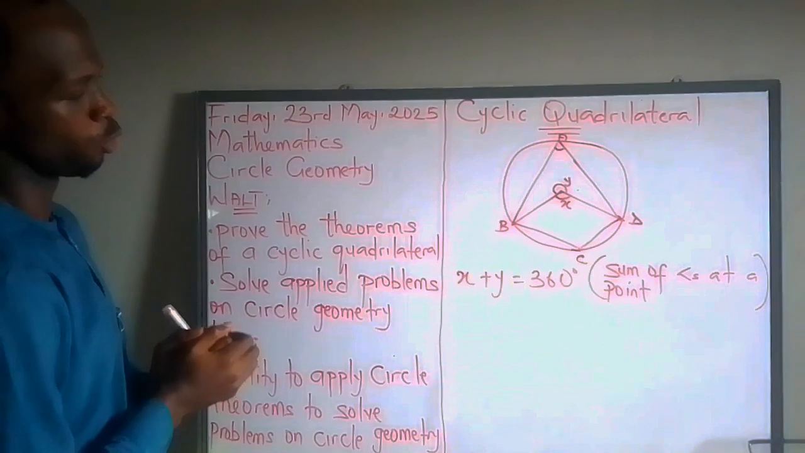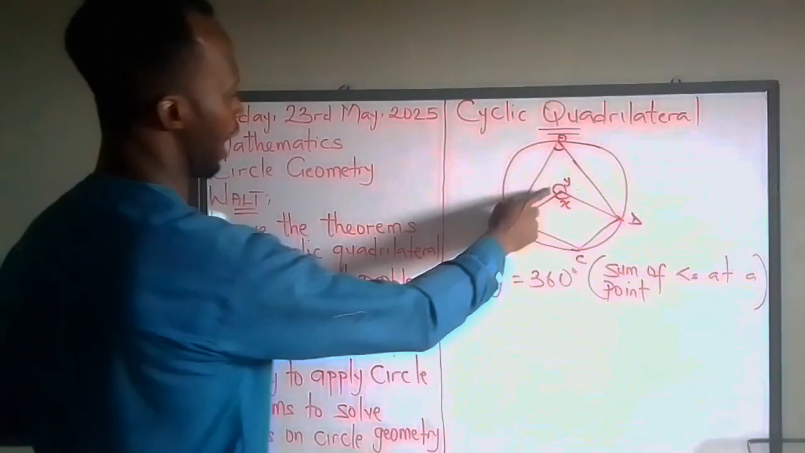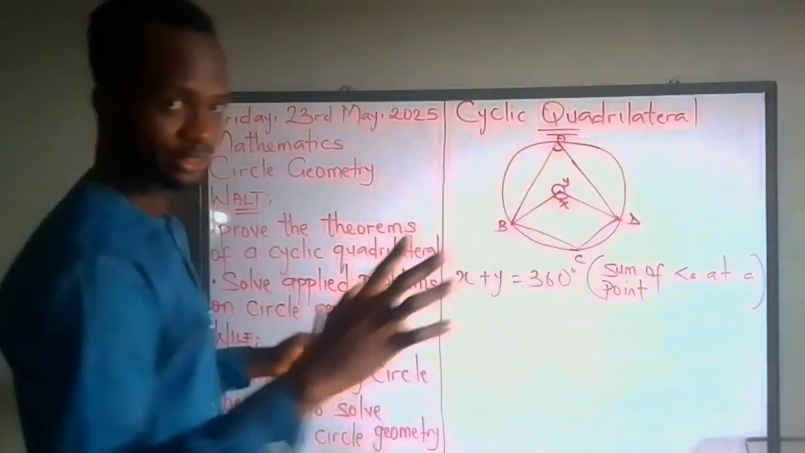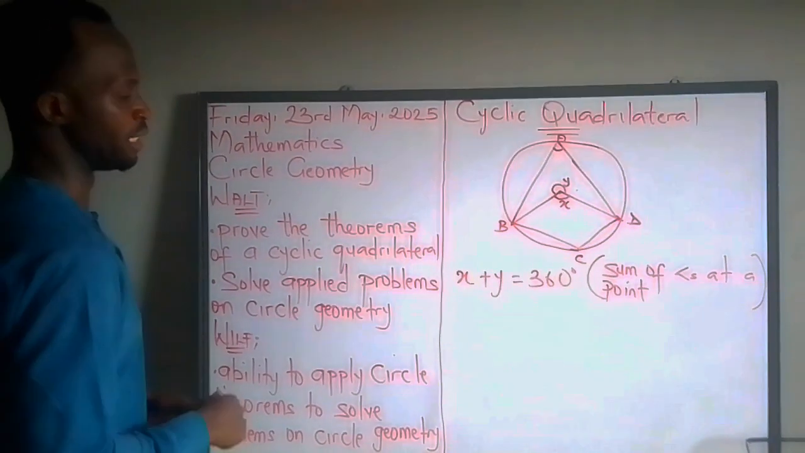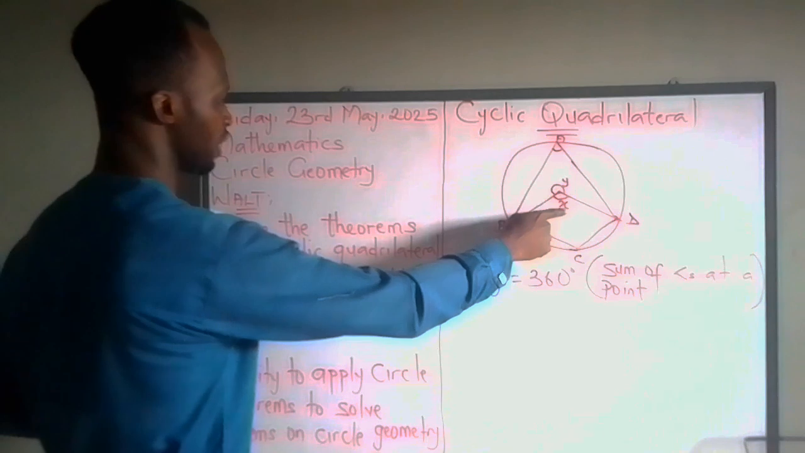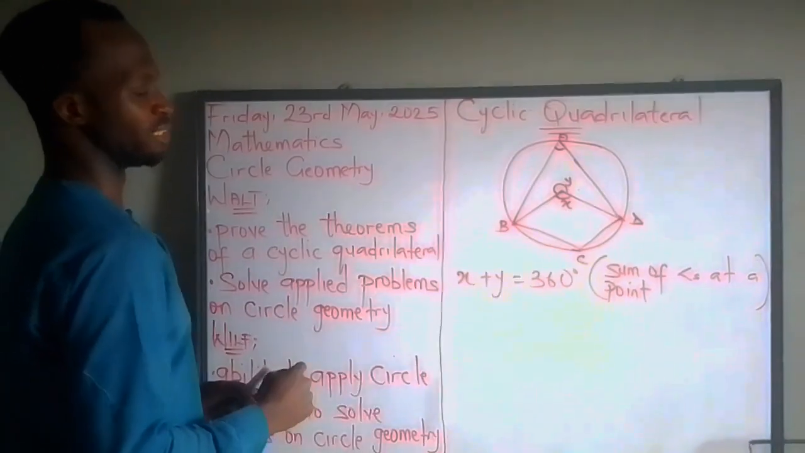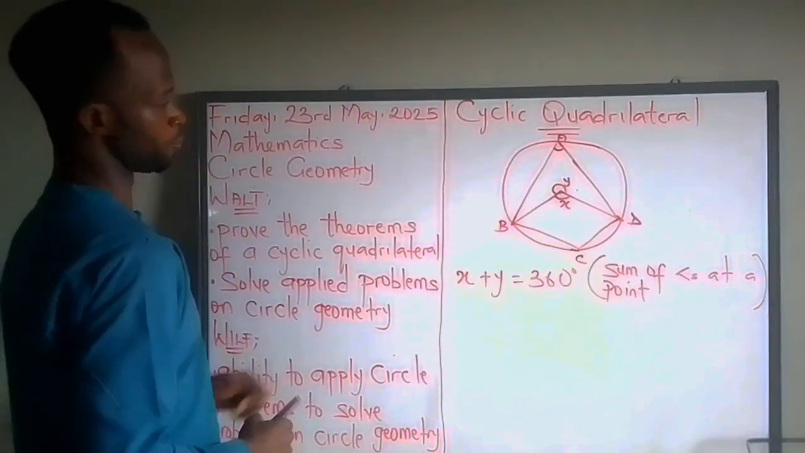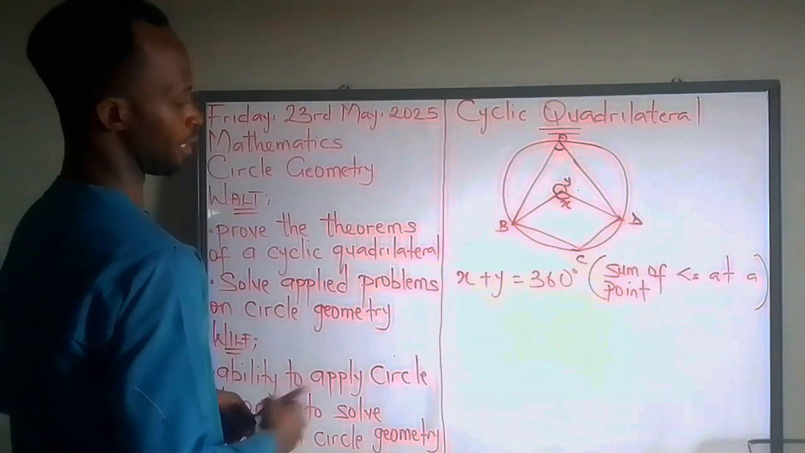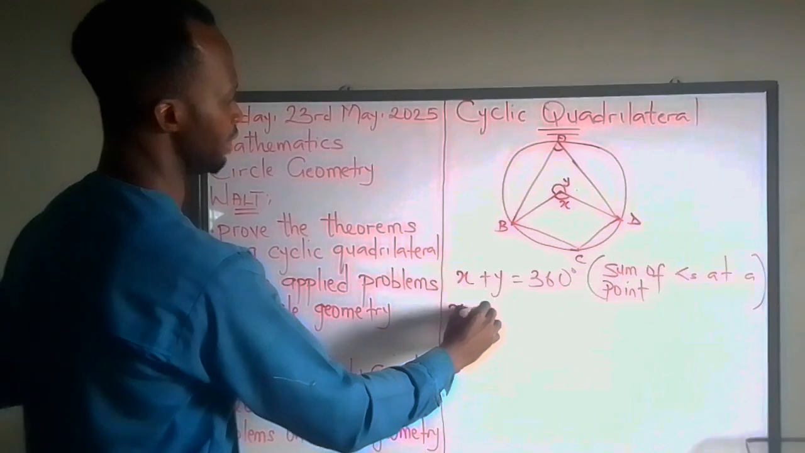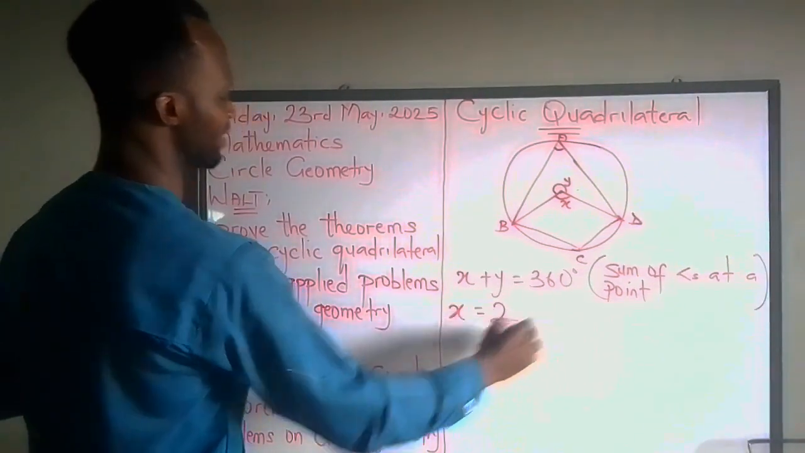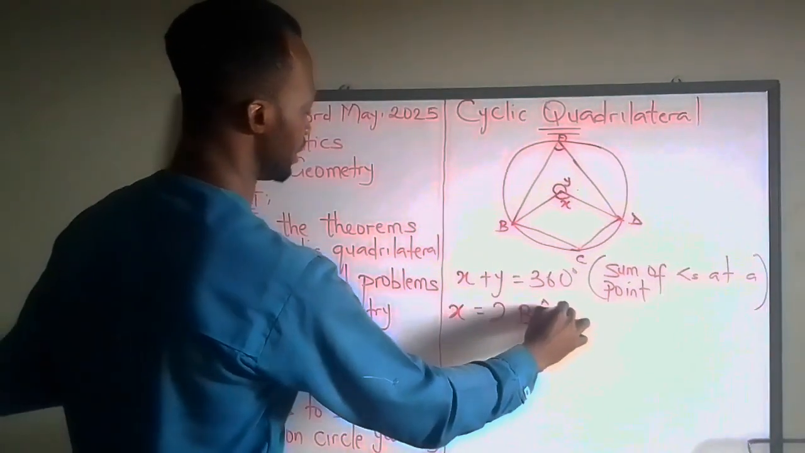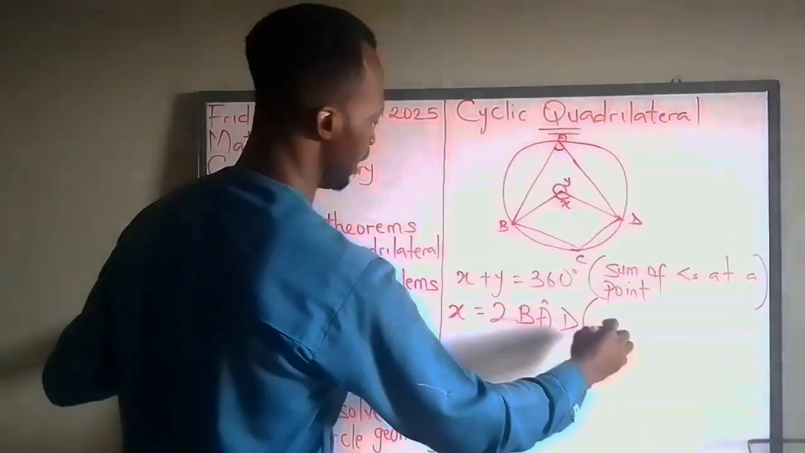So if we look properly, now if these two angles give 360 degrees, pay attention closely. Now angle x is 2 times the angle at A. So let's put this properly. The angle x is equal to twice the angle at A, at BAD. And what's the reason?